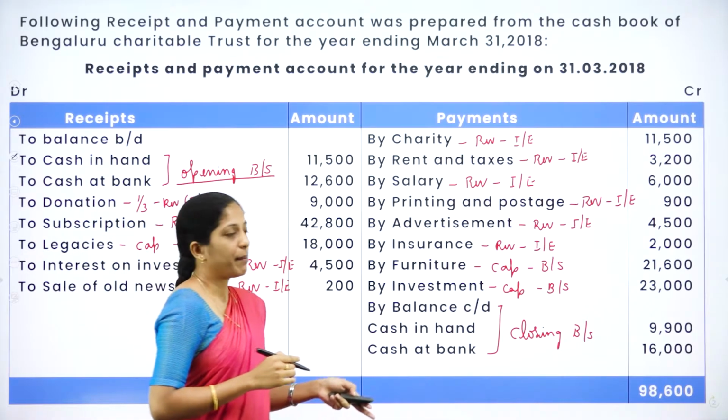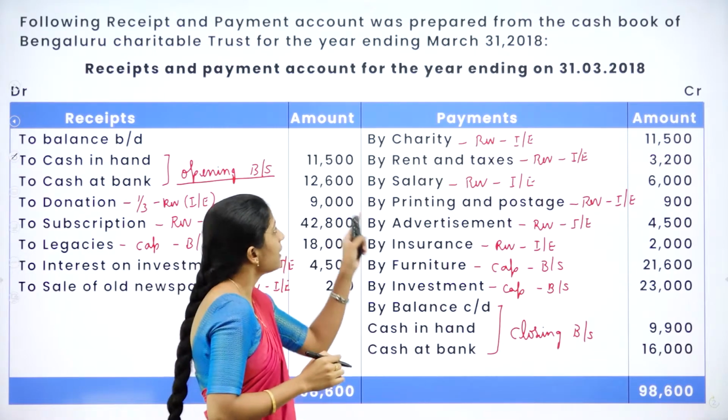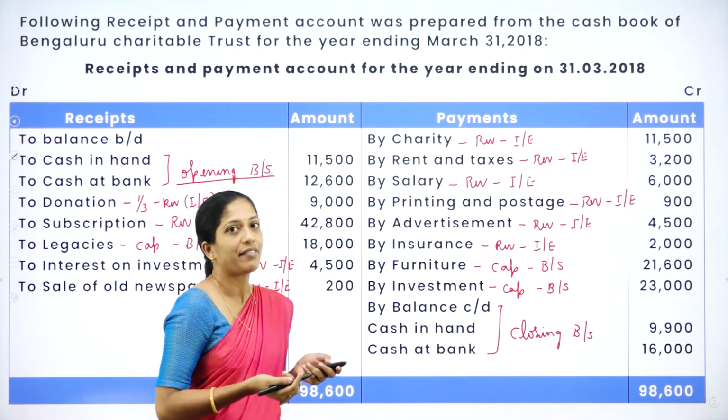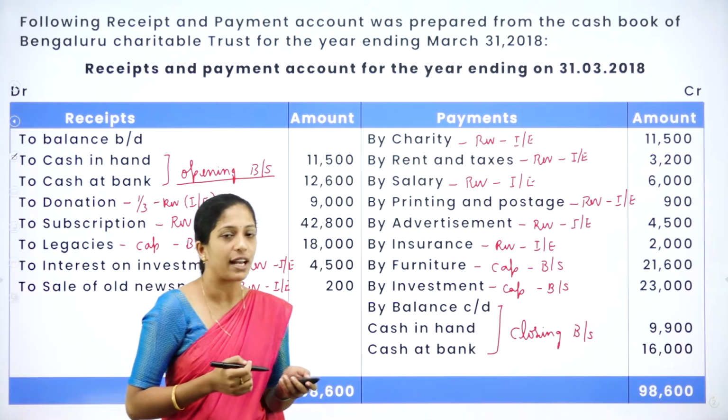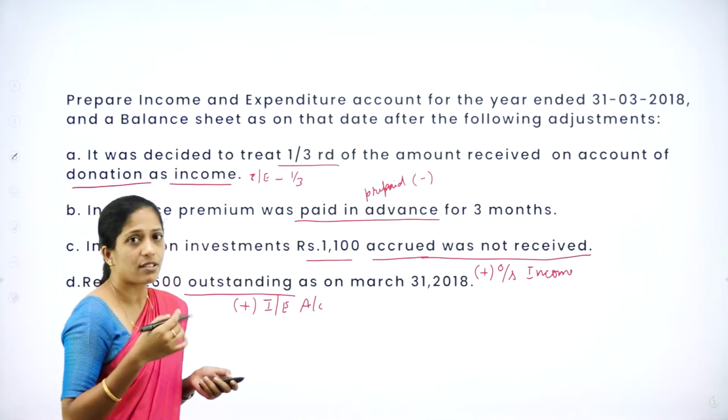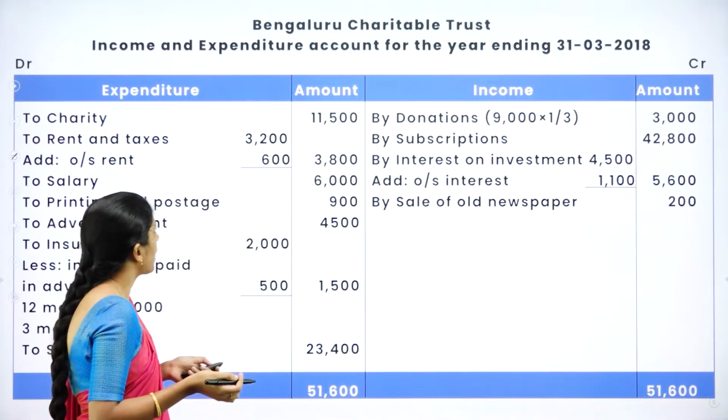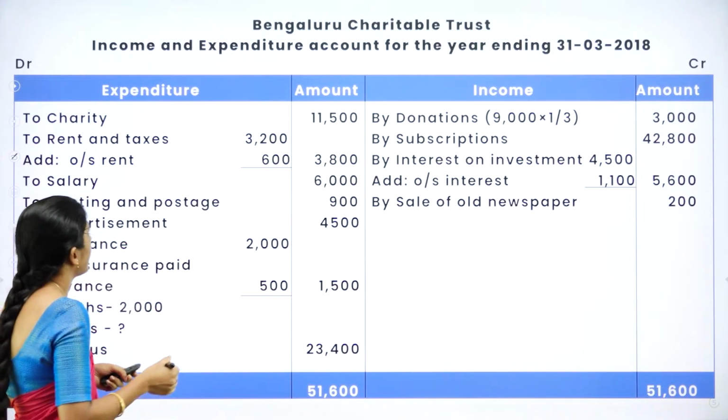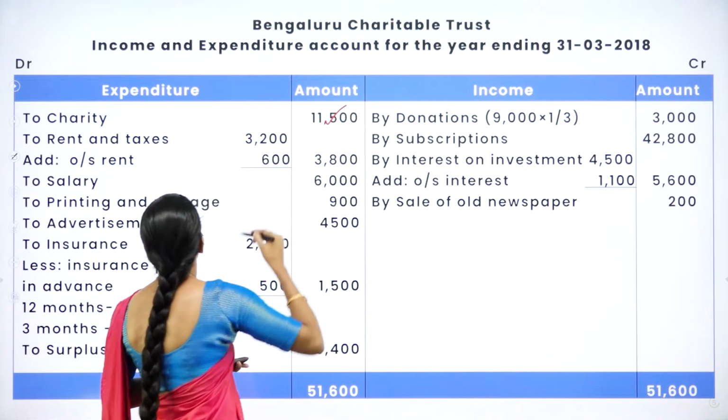Now coming to the payment side, we shall begin with payment side. So by charity, it is a revenue item, right? 11,500, and no more adjustments relating to charity. So we are going to record it as to charity 11,500.